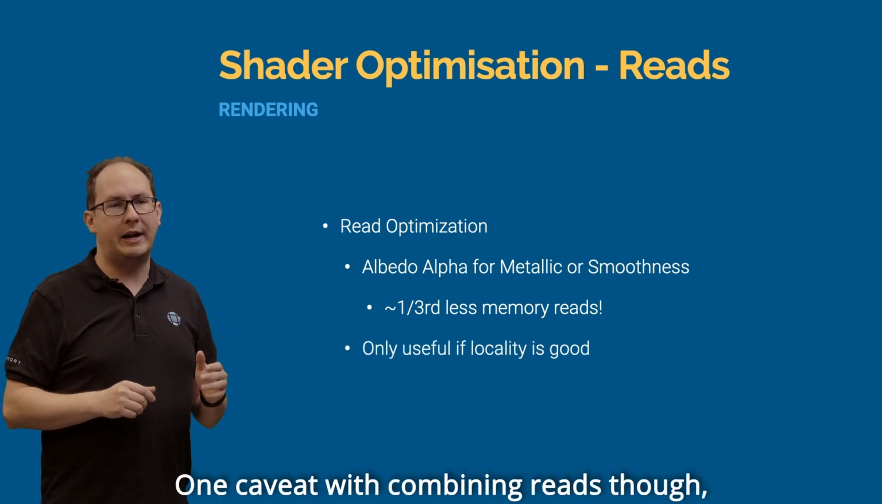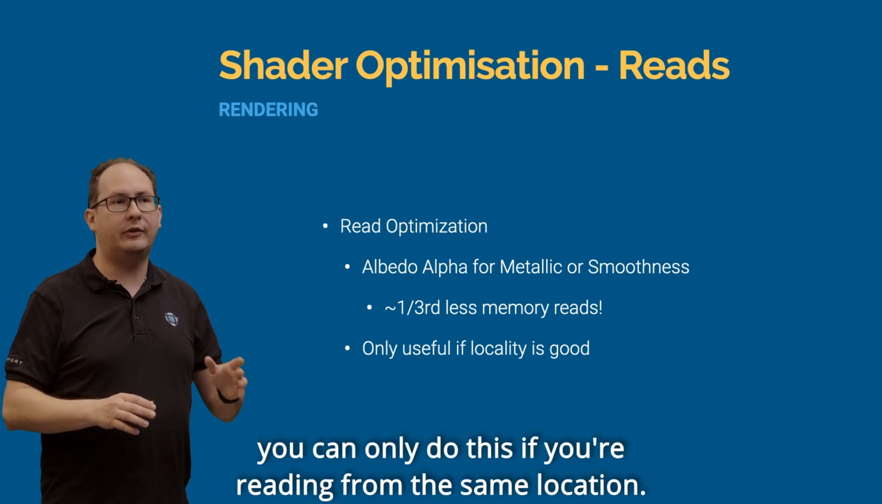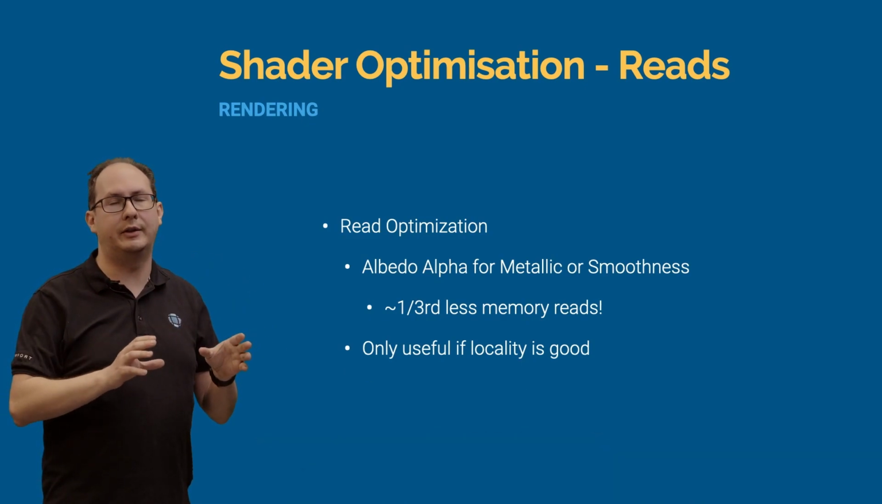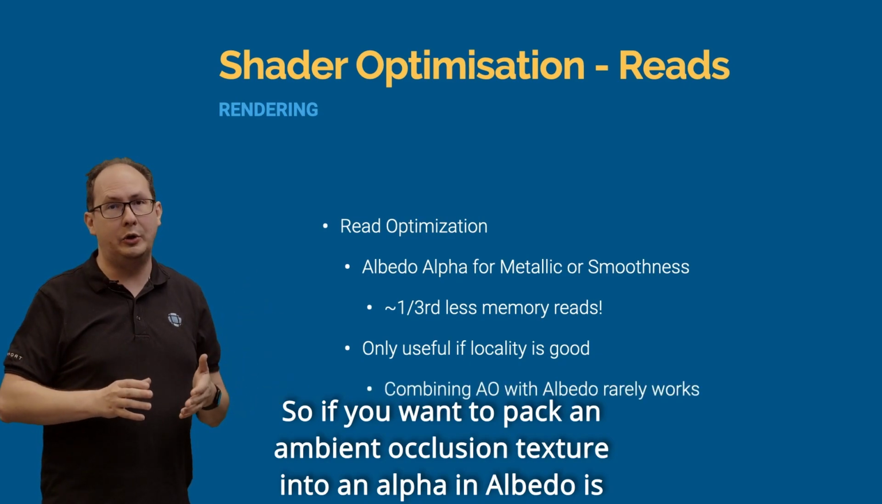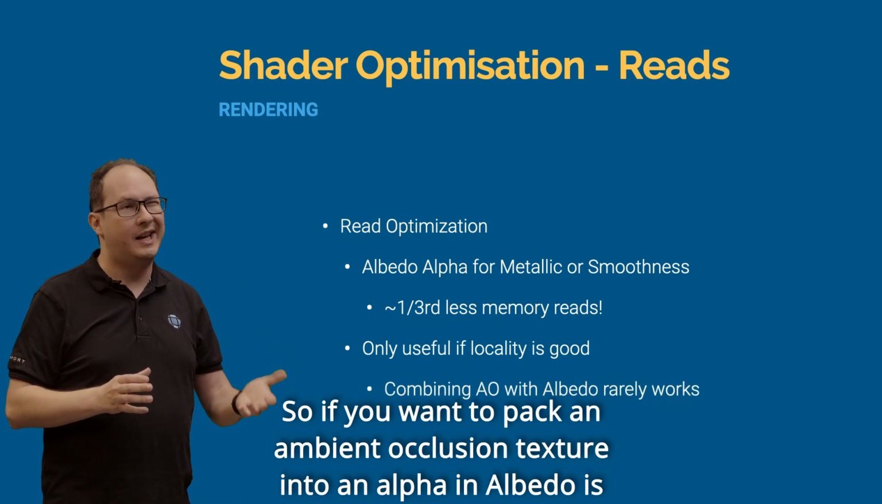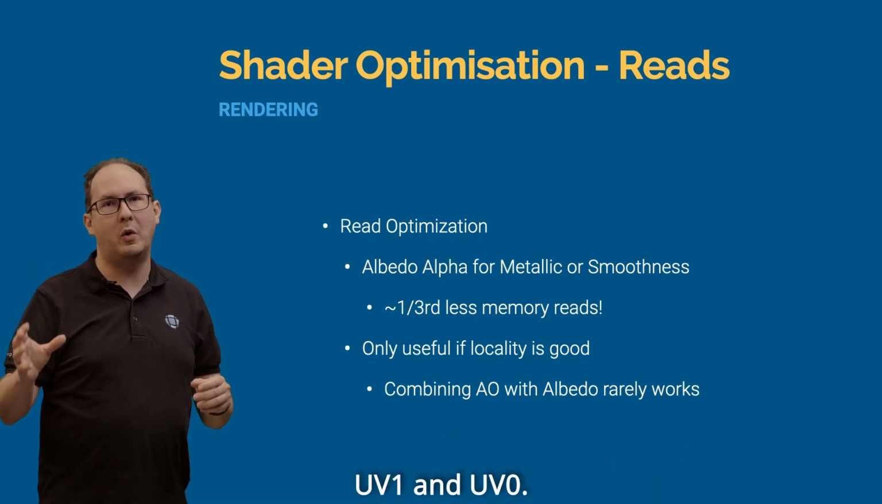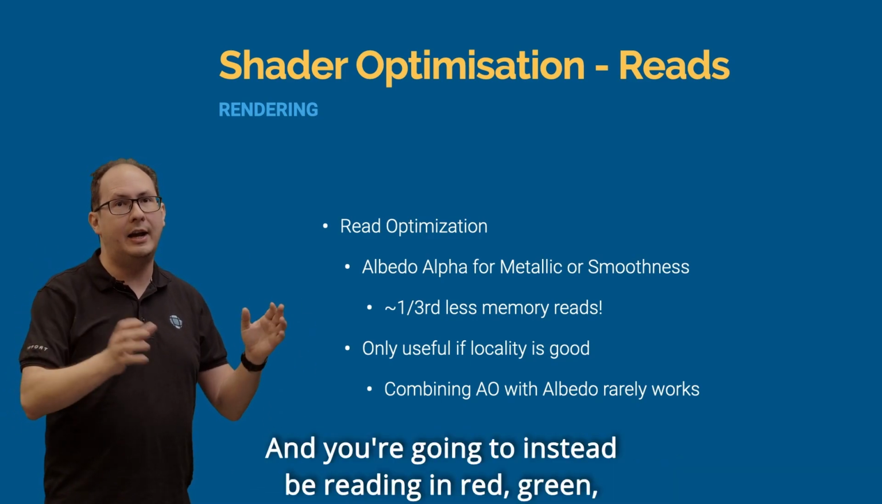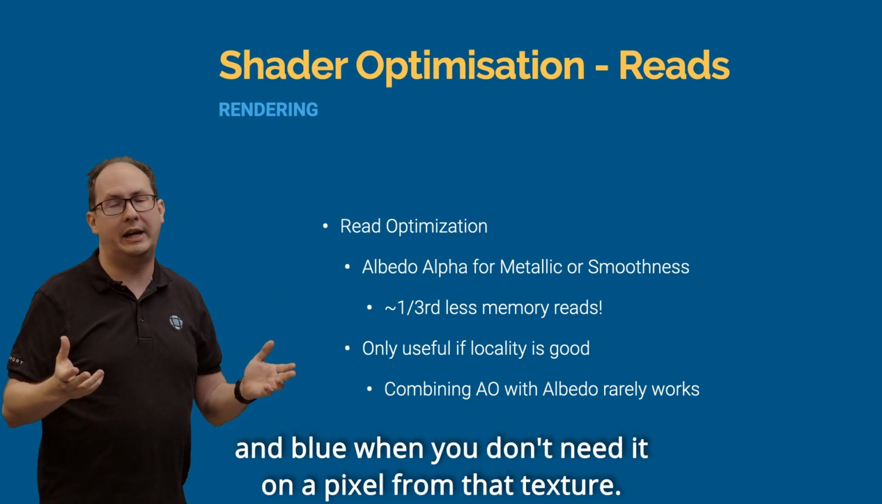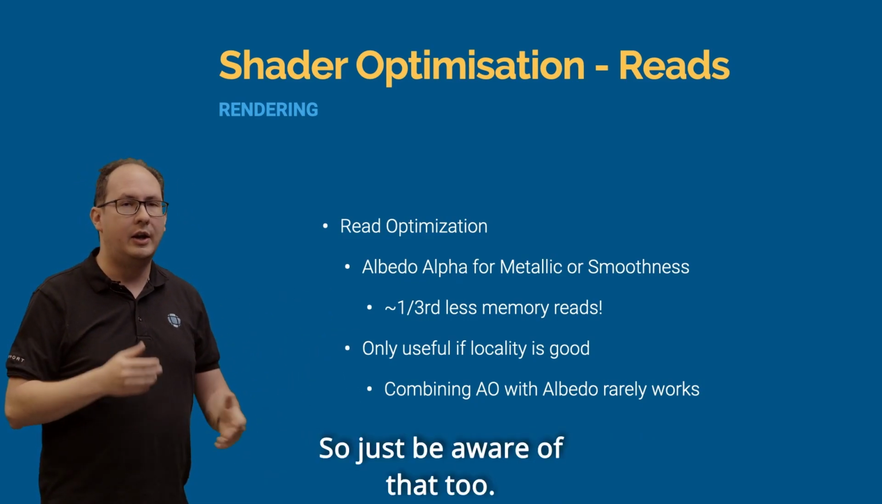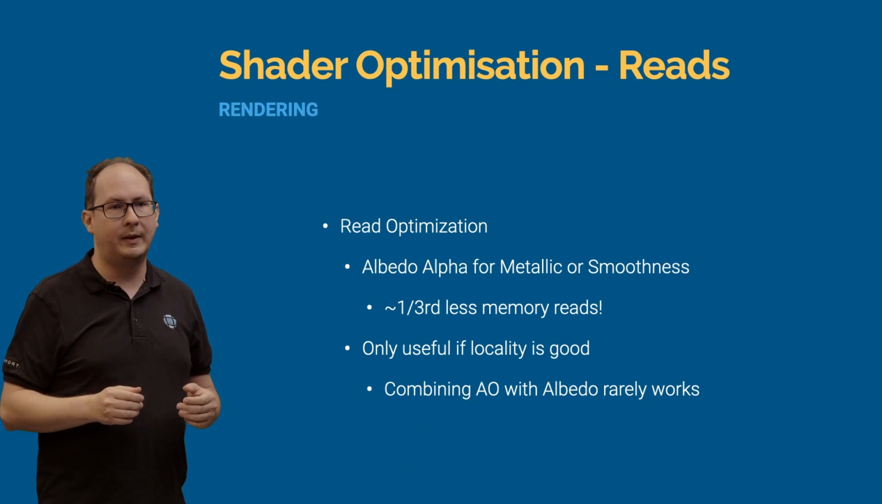One caveat with combining reads though: you can only do this if you're reading from the same location. So if you want to pack an ambient occlusion texture into an alpha and albedo, this is not usually a good idea, because your ambient occlusion map's going to read from UV1 and UV0, and you're going to instead be reading in red, green, and blue when you don't need it on a pixel from that texture. So just be aware of that too.